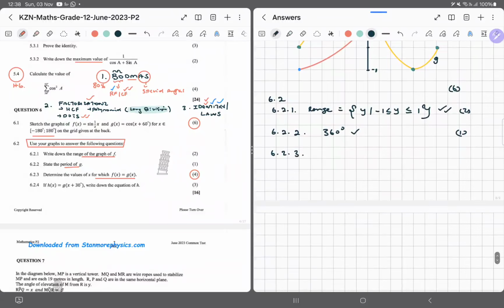Okay, so what are we doing here? We're going to say, well, f of x equals g of x implies that we've got sine of a half x equals cos of x plus 60 degrees.